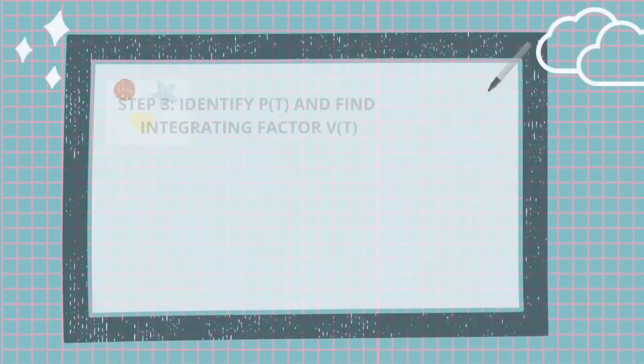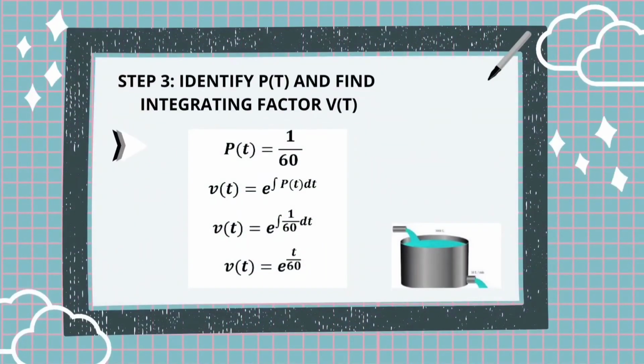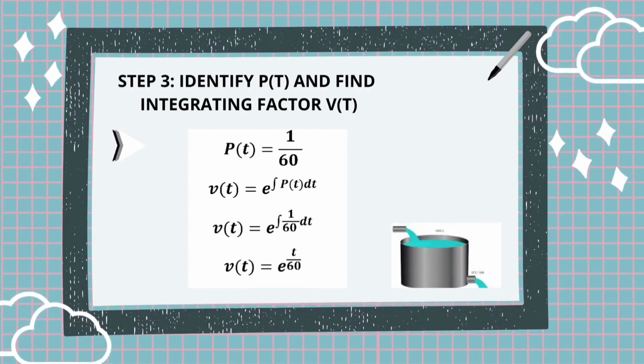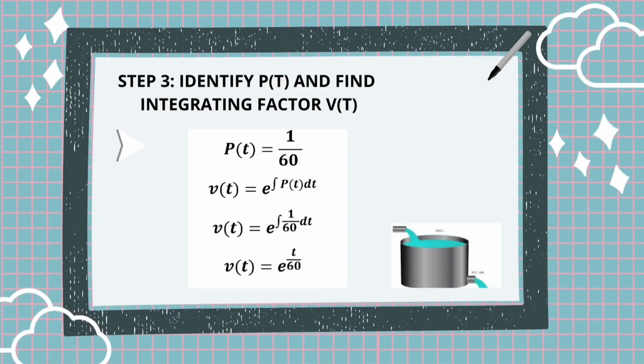Step 3. Identify P(t) and find the integrating factor V(t). From the equation we get P(t) equal to 1 over 60. So V(t) equals e to the power of the integral of P(t) dt. So V(t) equals e to the power of the integral of 1 over 60 dt. So you can get the answer for V(t) equal to e to the power of t over 60.